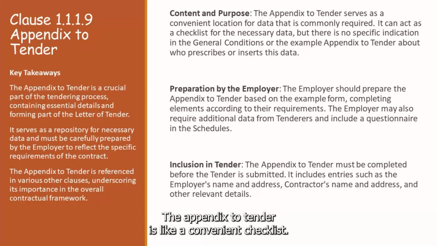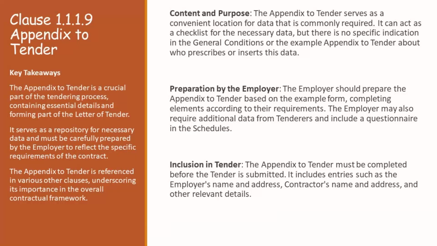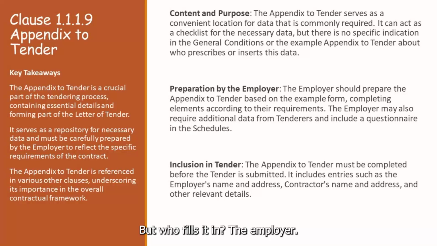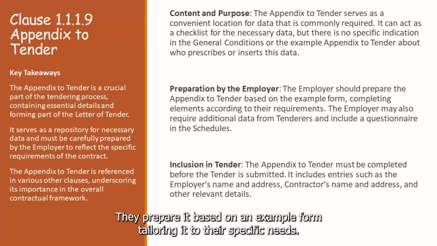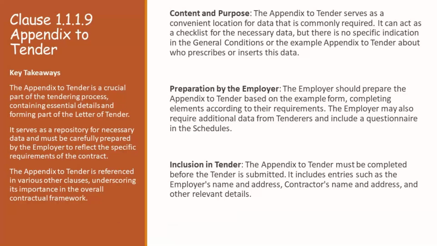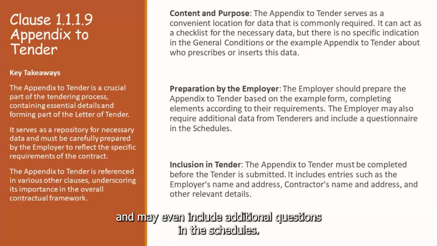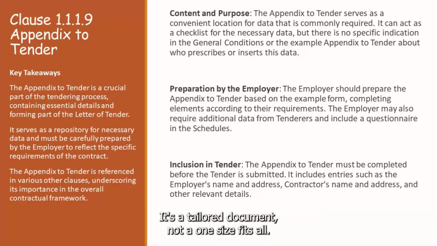The appendix to tender is like a convenient checklist. It's where you'll find data that's commonly required, but who fills it in? The employer. They prepare it based on an example form, tailoring it to their specific needs. The employer doesn't just fill it out randomly. They complete elements according to their requirements and may even include additional questions in the schedules. It's a tailored document, not a one-size-fits-all.